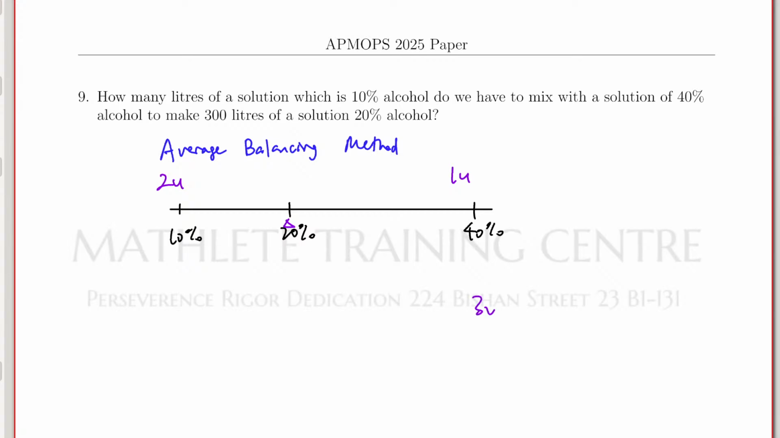So therefore, in this case, 3 units will be equal to the 300 liters. And from here, we can conclude that, therefore, the 2 units will be equal to 200 liters. And that is exactly how much of the 10% we need to mix with the 40%.